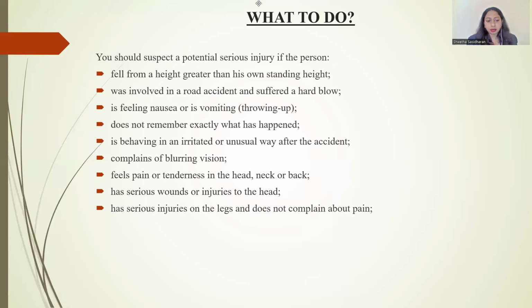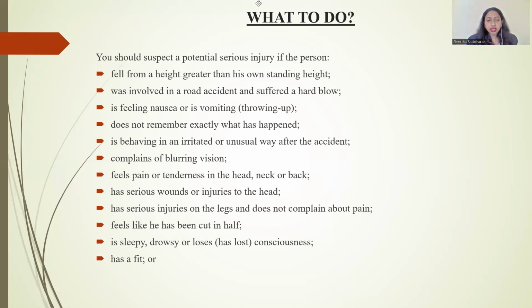Maybe the sensory part might have cut off. He feels like he is being cut in half. He will be sleepy, drowsy, and there is an alteration in their consciousness. He may have a fit; a seizure can also happen at this moment, because it follows a head injury. They may also have an unequal pupil size.